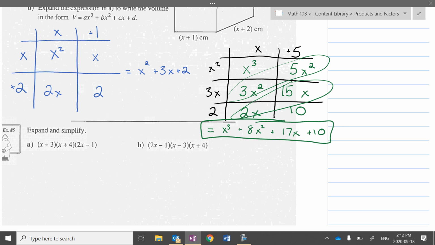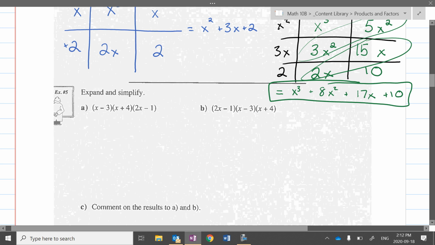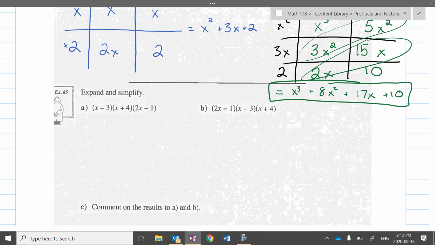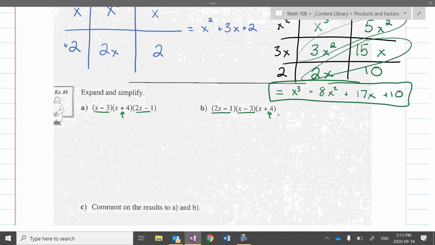Okay, one more question. You're done listening to me. I'm only going to do 5A, so you can give yourself a little bit more space. If you look at these two questions, both of them have an x minus 3. Both of them have a 2x minus 1, and they both have x plus 4. Exactly. You're going to get the same answer. At the end of the day, I'm multiplying the same 3 numbers together. Different order, but the order I multiplied does not matter.